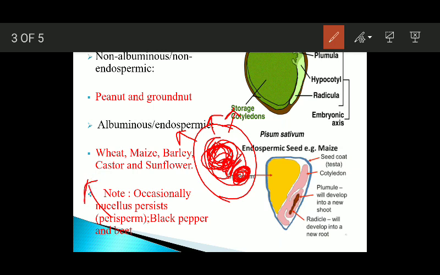So perisperm is the diploid persistent nucellus present in the seeds of some plants, for example black pepper and beet. You can find perisperm in the seeds of black pepper and beetroot.